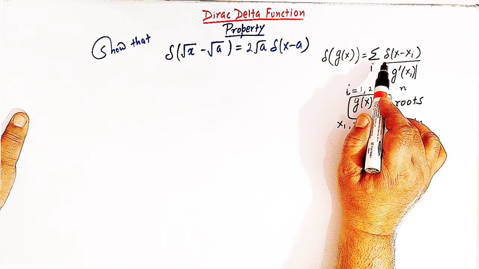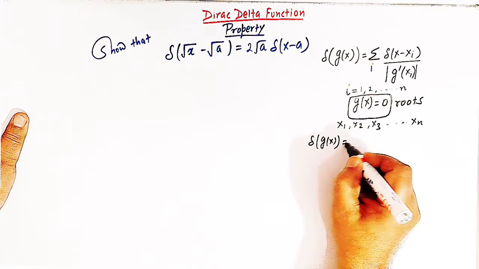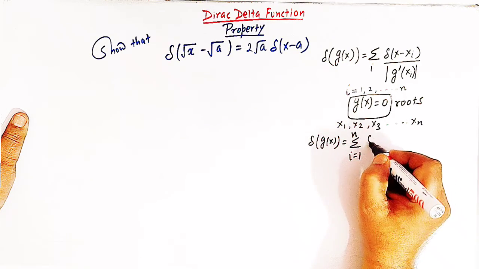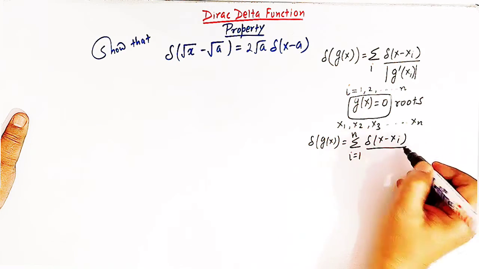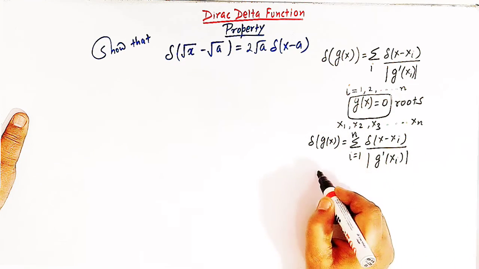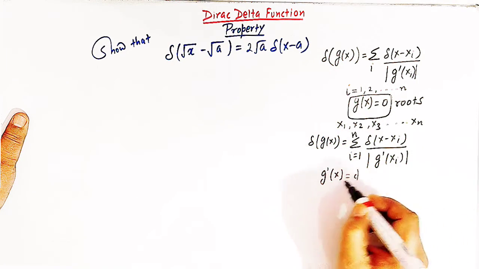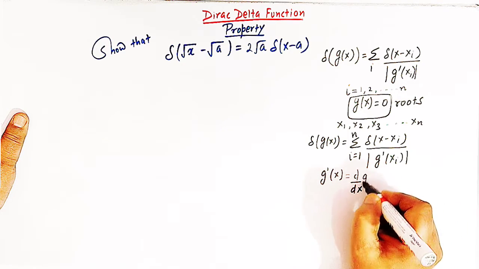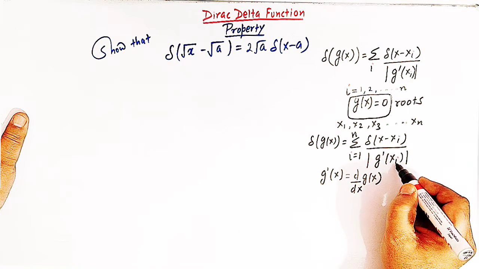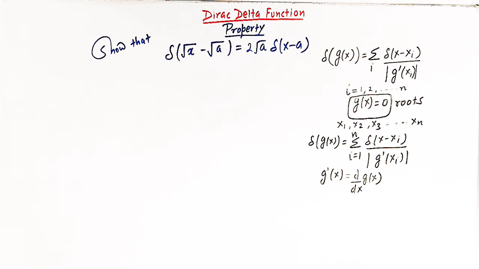Now we can write this property as delta of g of x is equal to sigma, with i varying from 1 to n, of delta of x minus xi divided by the mod of g prime of xi. Here g prime of x is the derivative of g of x, that is g prime of x is equal to d by dx of g of x, and we have to evaluate the derivative at the roots of the equation g of x is equal to 0.